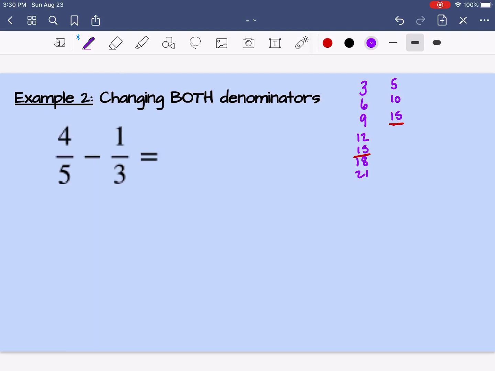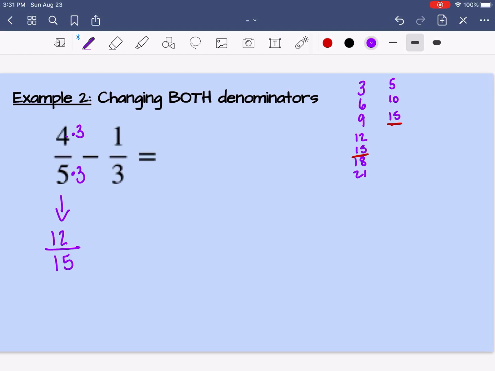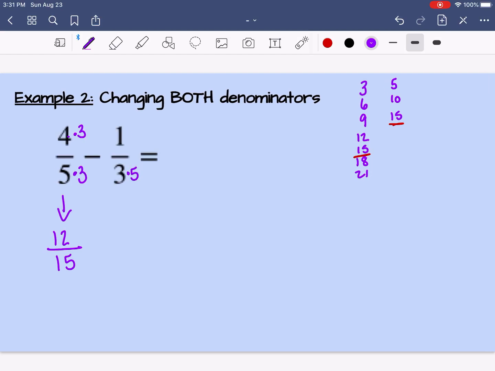So in this case, I am going to multiply by the other denominator. Don't forget you're using that same number for the numerator. So 4 times 3 is 12, and 5 times 3 is 15. Okay. Over here, in order to get to 15, I need to multiply by 5, both the numerator and the denominator. So 1 times 5 is 5, and 3 times 5 is 15.